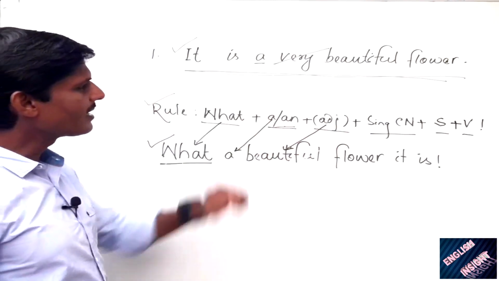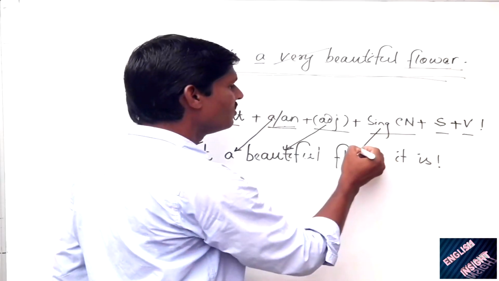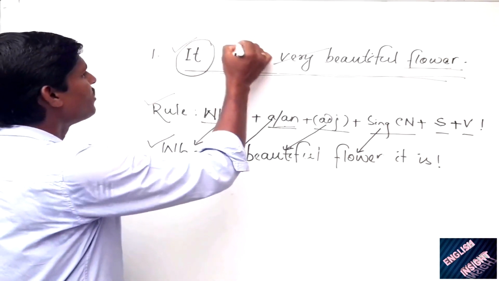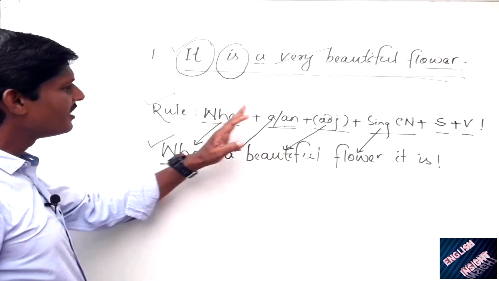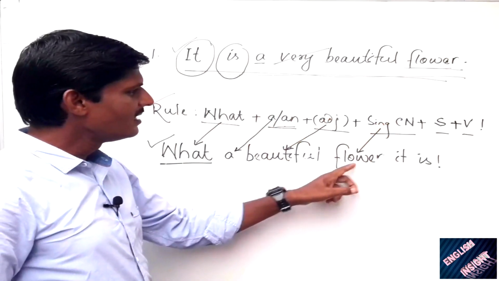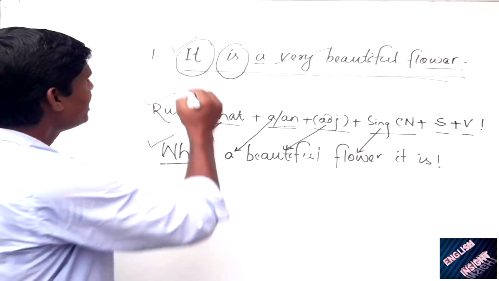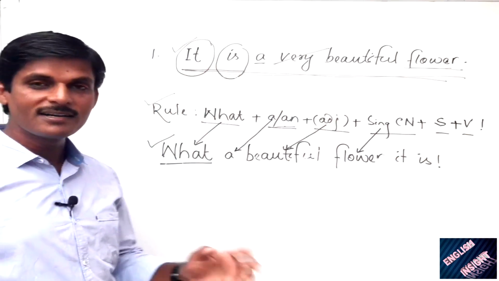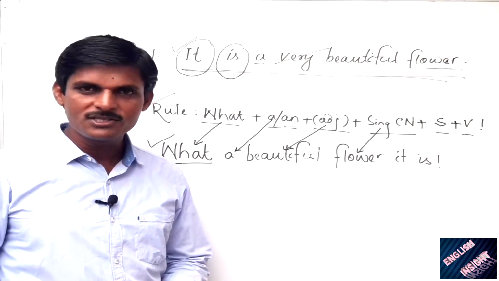Then comes singular countable noun. So here is singular countable noun, flower. We should use singular countable noun. Then S plus V. This one is the subject. This one is the verb. Okay. So it's all over. Rule is what plus a or an plus adjective plus singular countable noun plus subject plus verb. Again I am telling. This one is the declarative sentence. It's a very beautiful flower.